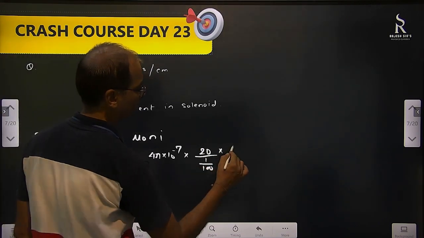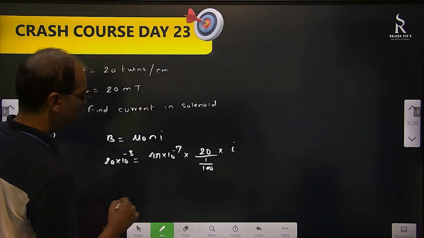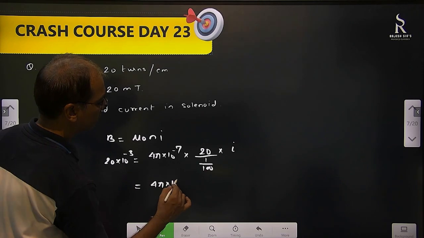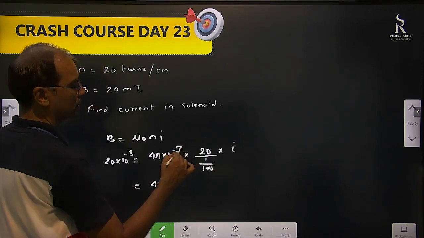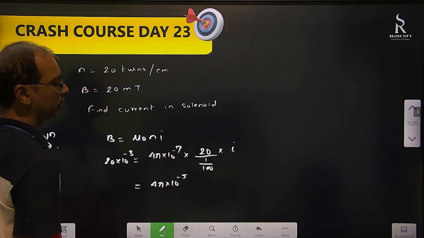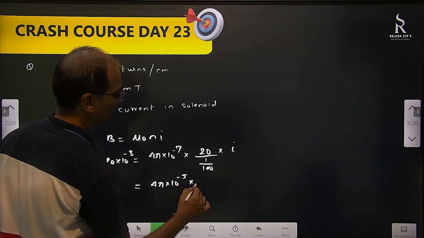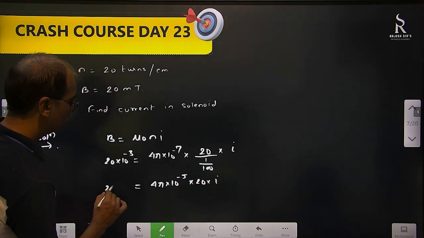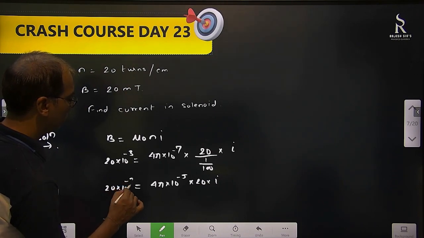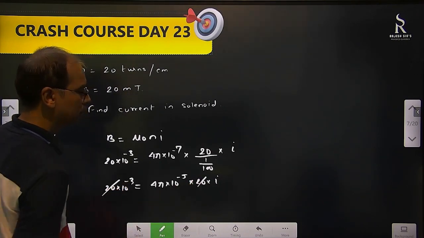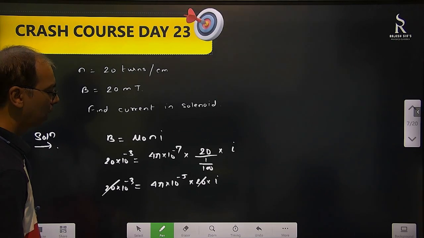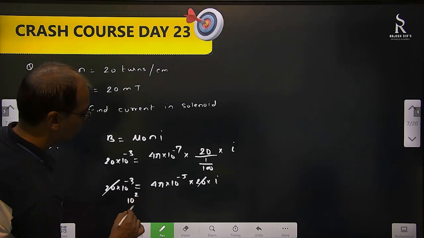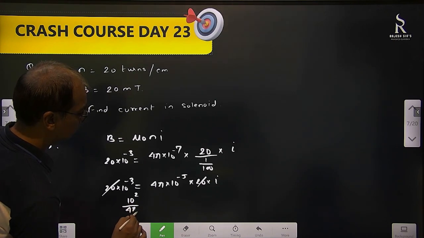Current we have to find. So what are we getting here? This is 4 pi into 10 to the power minus 5. This 100 went up, it became 10 to the power minus 5, into 20 into I equal to 20 into 10 to the power minus 3. So 20 and 20 cancelled here. So I value is coming 10 to the power 2 by 4 pi ampere.